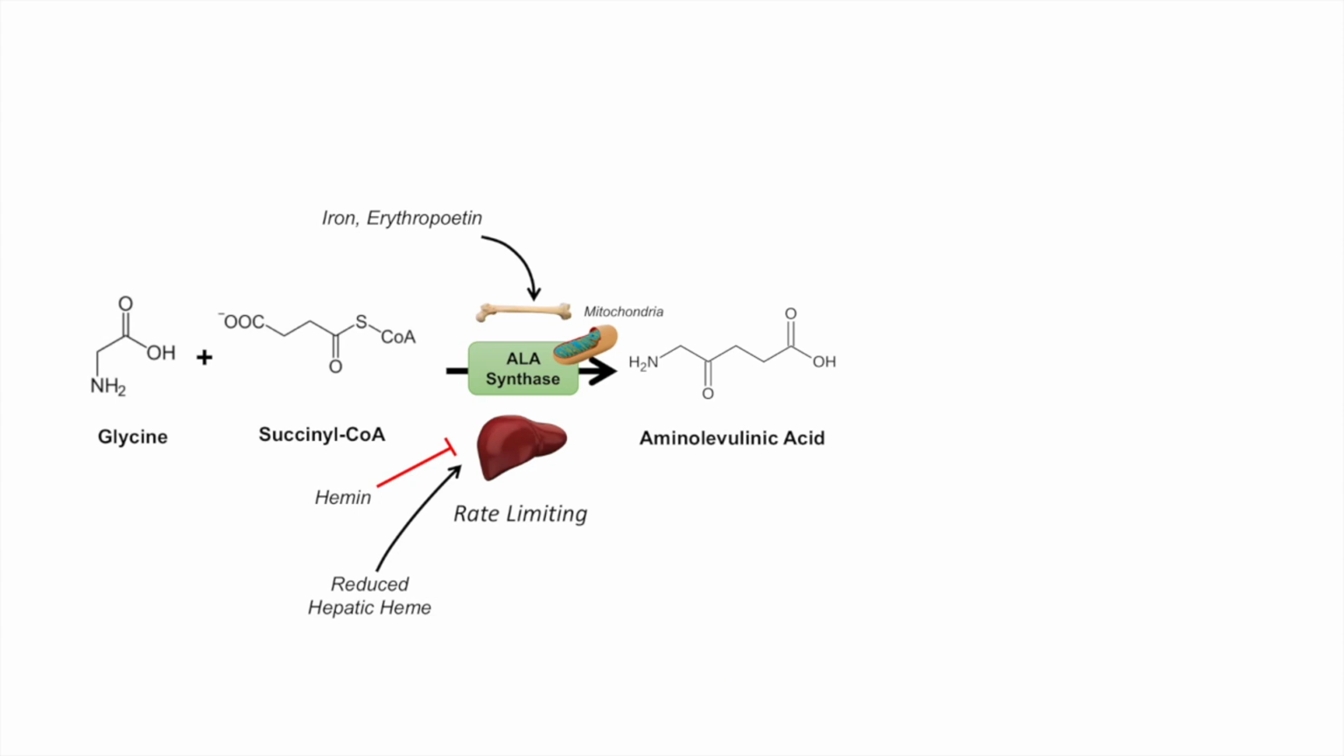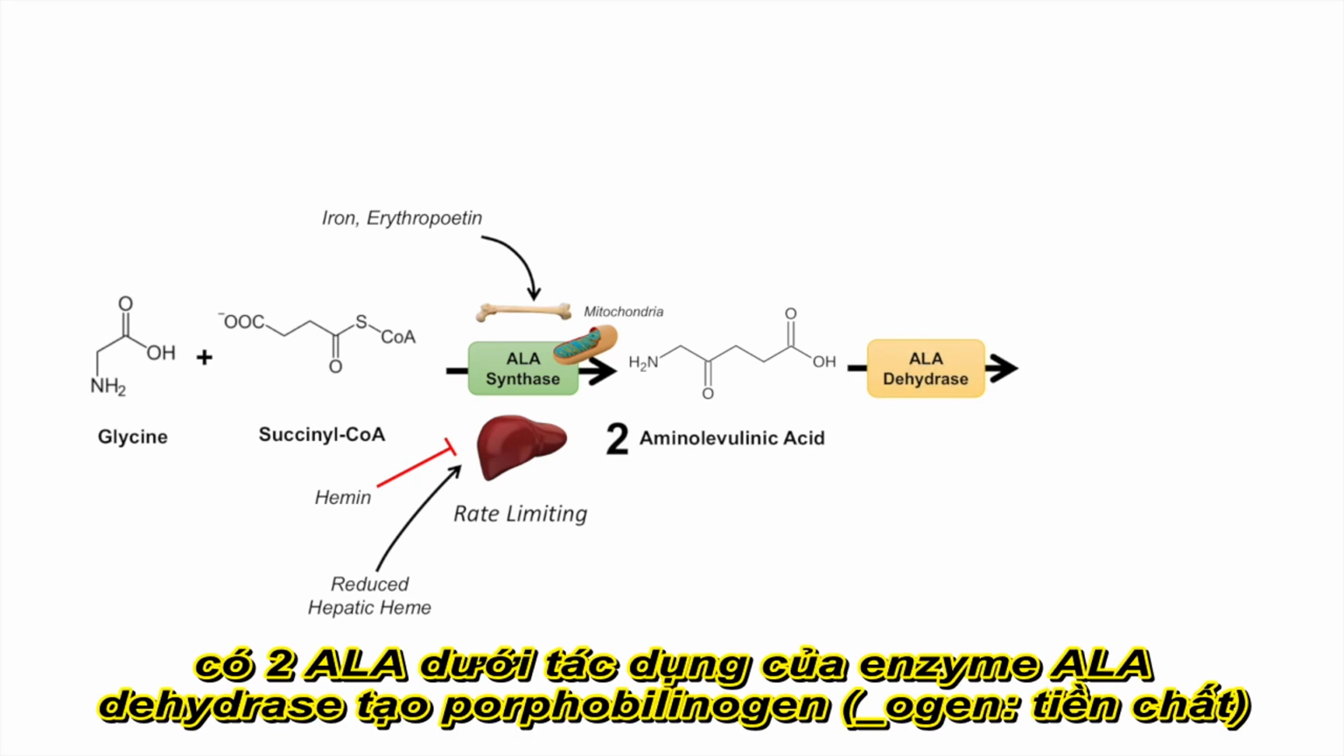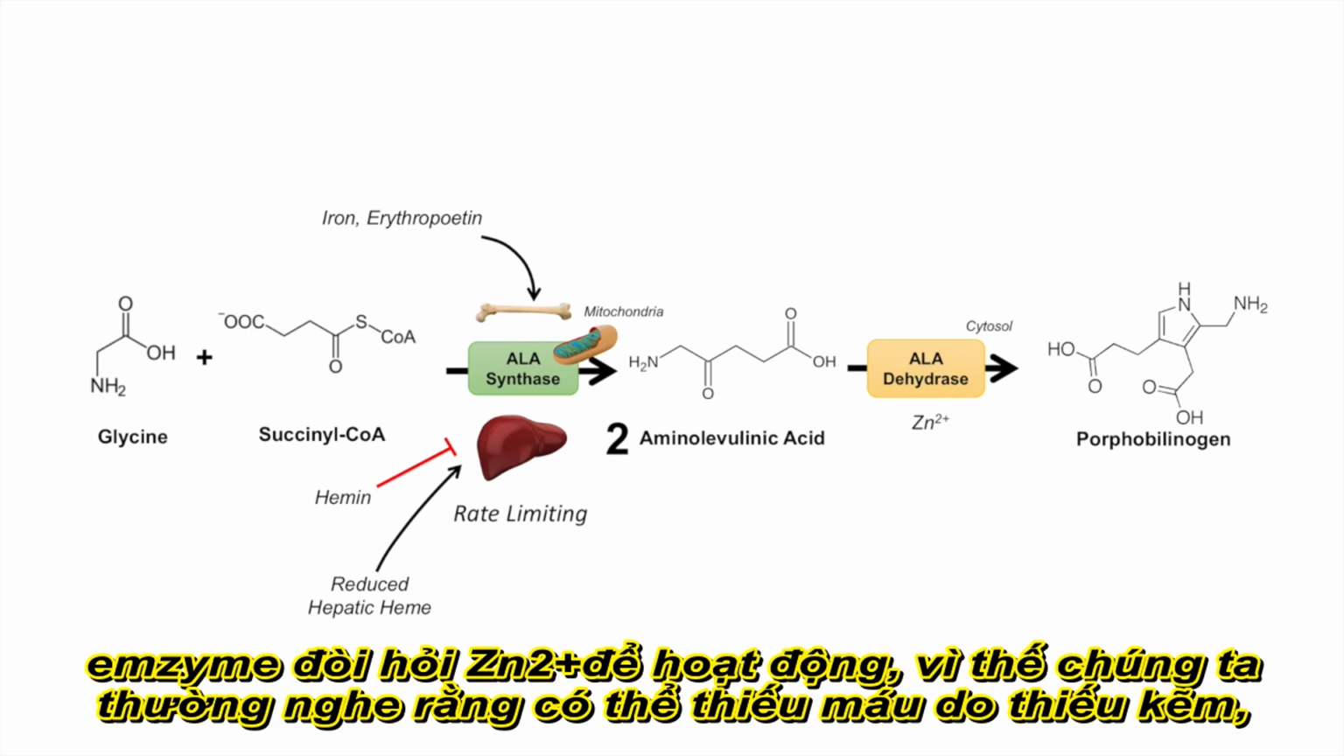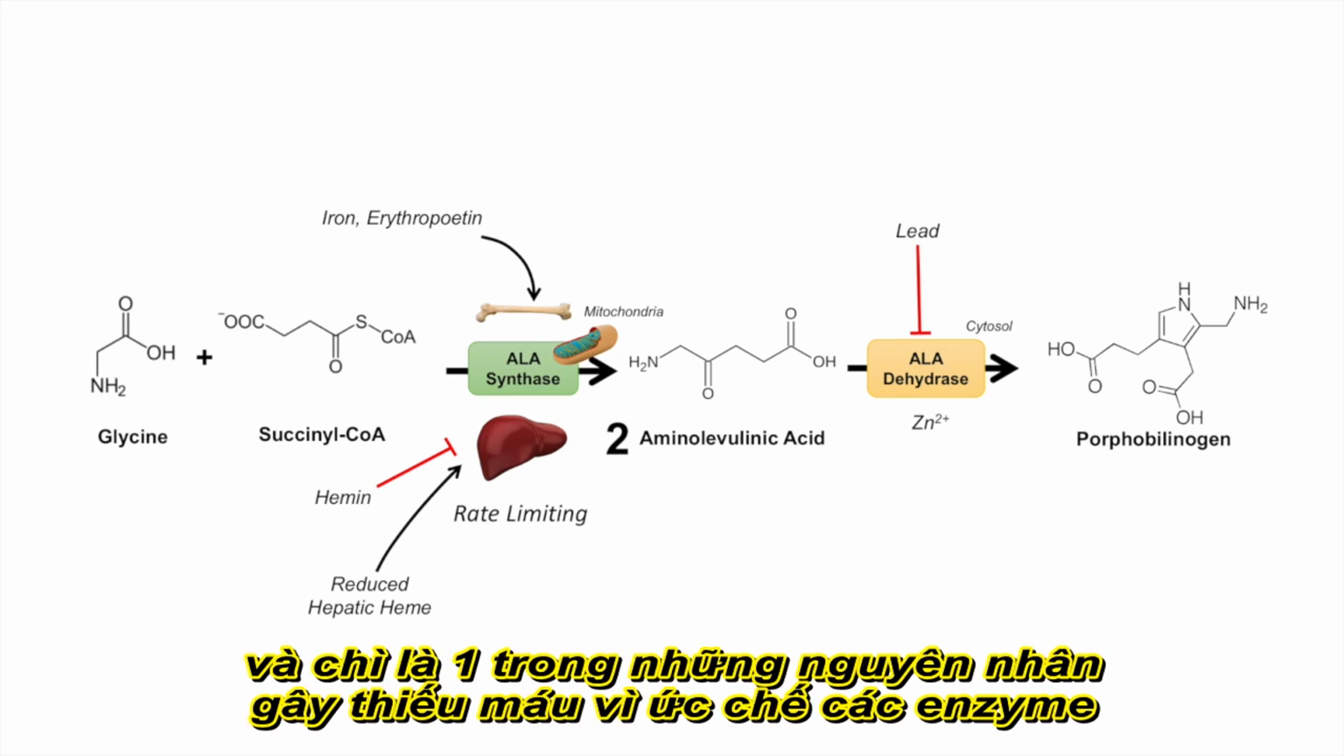Once we have produced aminolevulinic acid, it takes 2 of them to go on to the next step. The next step involves ALA dehydrase, which occurs in the cytosol, and this produces something known as porphobilinogen. This enzyme requires zinc, and because it requires a metal, it can be inhibited by lead. We have all heard that lead can cause anemia, and this is why: lead can inhibit this enzyme, ALA dehydrase.